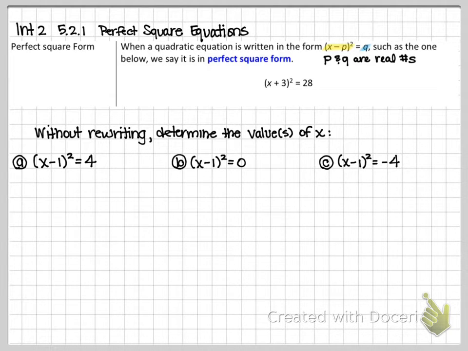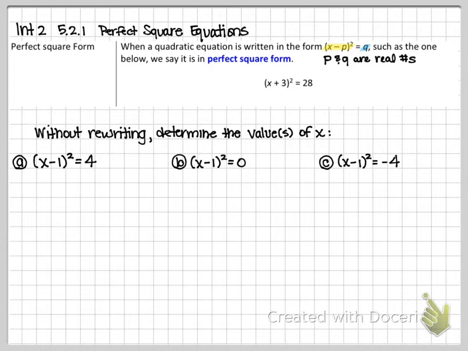All right, so then we have this situation, so we'll give this (x plus 3) squared is equal to 28. So it kind of looks something like that. What we want to do is take a look at these types of problems and see, without rewriting and manipulating the entire equation, can we actually try to figure out what we think the solutions might be? So let's go ahead and inspect these three. So it is set up as a perfect square form.